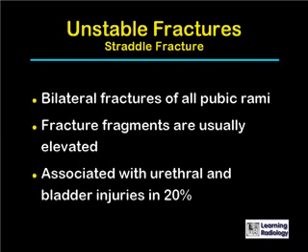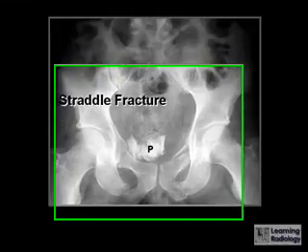Straddle fractures are bilateral fractures of all of the pubic rami. The fracture fragments are usually elevated relative to the remainder of the pelvis, and they are frequently associated with injuries to the urethra and to the bladder.